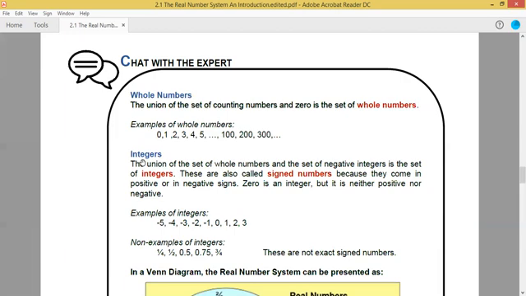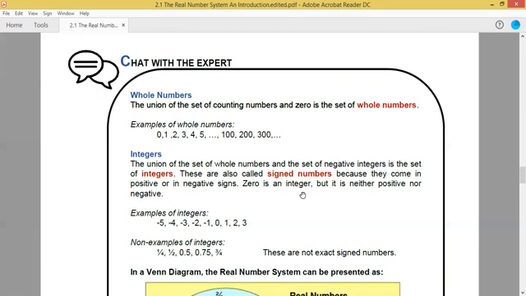The next type are the integers. The integers are the union of the set of whole numbers and the set of negative numbers. They are also called signed numbers. Therefore, a fraction, whether proper or improper, is not called an integer. 0 is an integer, but is neither positive nor negative.